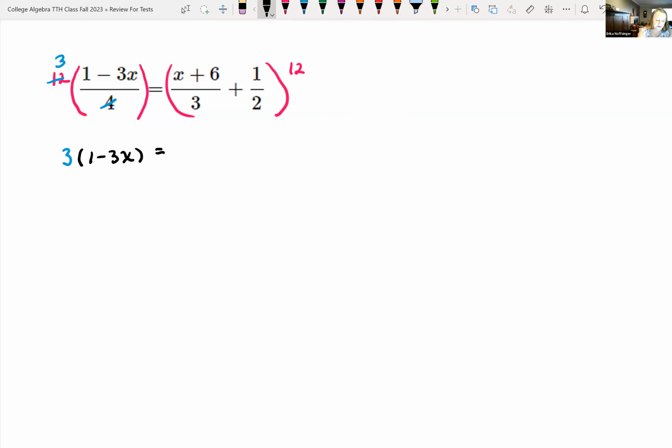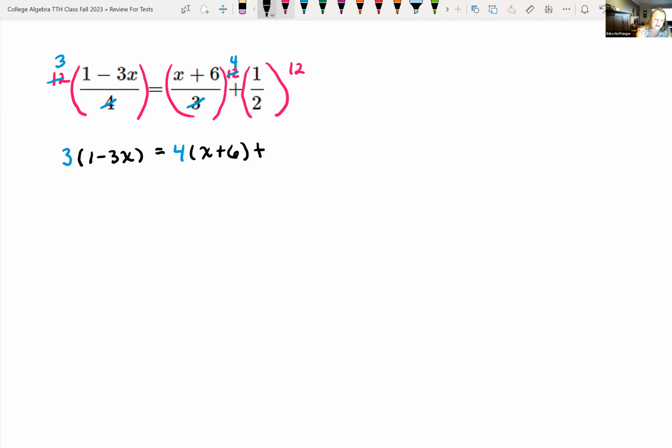This is equal to, I'm going to distribute that 12, and so I'm going to put 12 next to each one of these parentheses. And so now I have that 12 times the x plus 6 over 3. Well, our denominator 3 goes into 12 4 times. And so we're left with 4 times the numerator x plus 6.